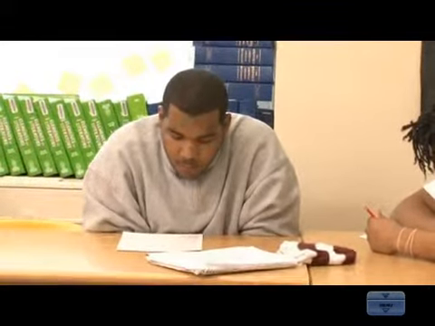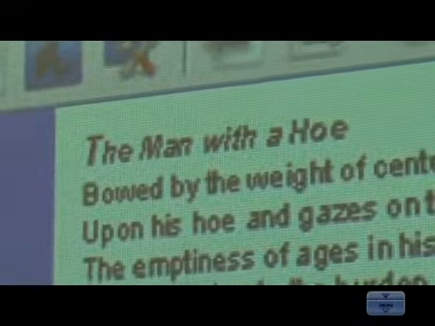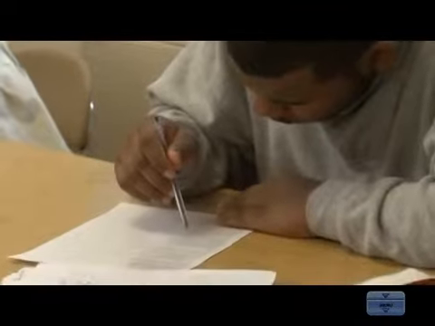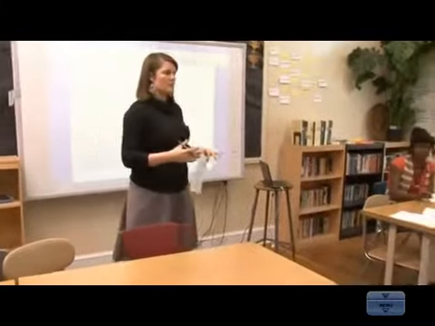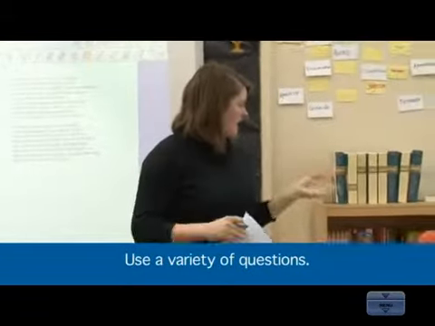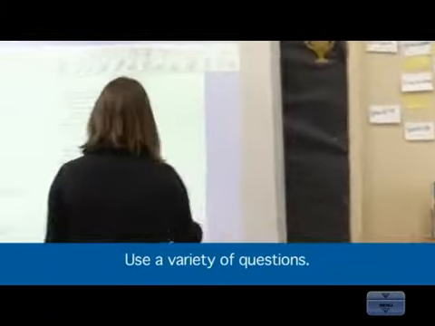The Man with the Hoe. The Man with the Hoe by Edward Markham. Bowed by the weight of centuries, he leans upon. Though there's certainly more writing and thinking to be done, let's pause for a moment and share what our thoughts are. Shay, can you start us off? What's an image that you picked out?